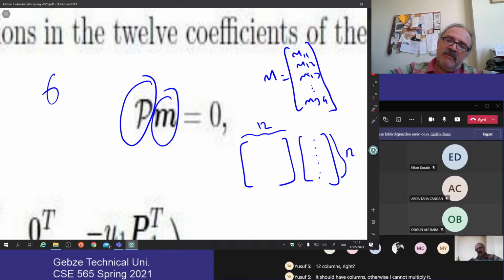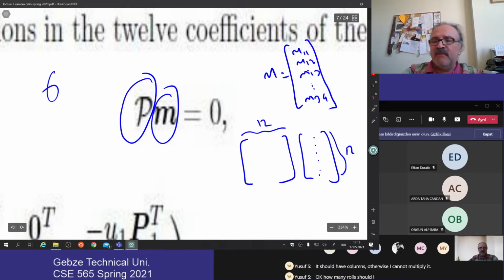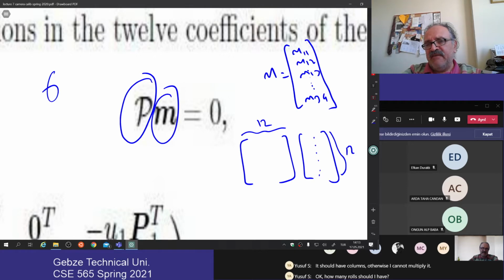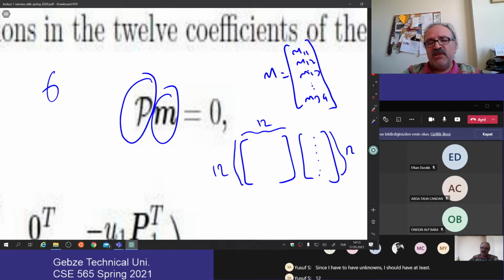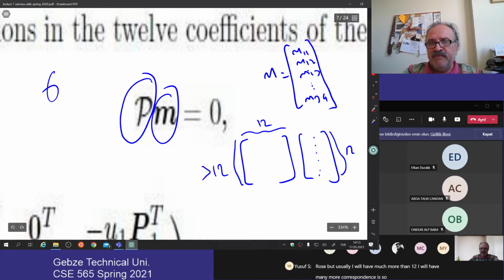Okay, how many rows should I have? Well, it looks like since I have 12 unknowns, I should have at least 12 rows, but usually I will have much more than 12. I will have many more correspondences. So it's going to be larger than or equal to 12. So how do I get this P?